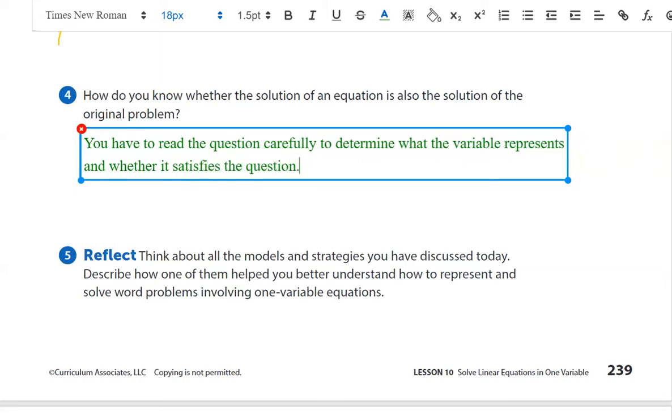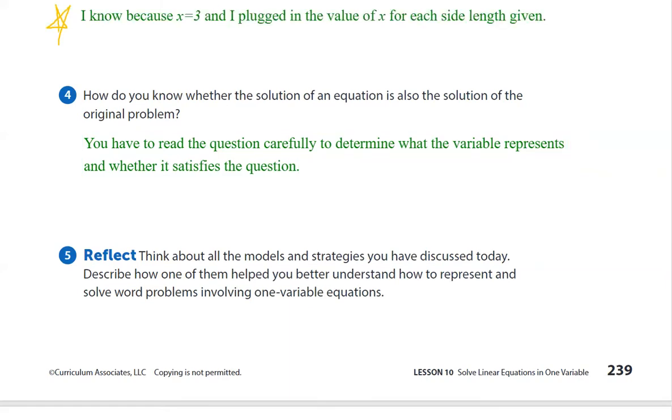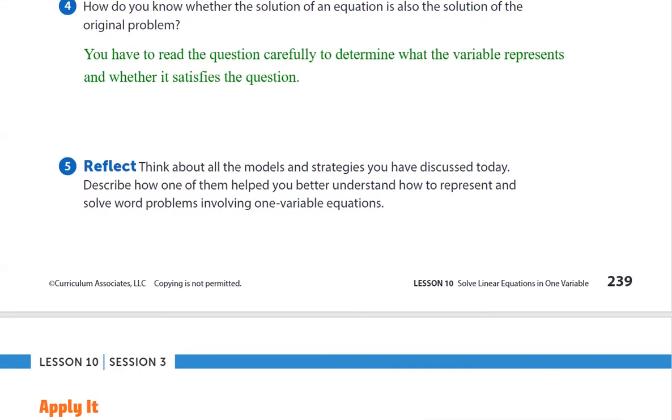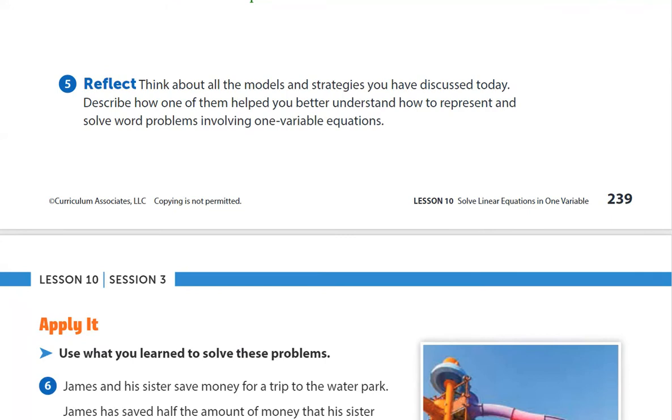So it didn't ask what x was. It asked what the side length of the square and the triangle were. And x was just a part of those. Okay, number 5 is for you to do. Think about what part of this lesson helped you understand it the best, and just put a little note of what that was. And then unpause and do these practice problems with me.